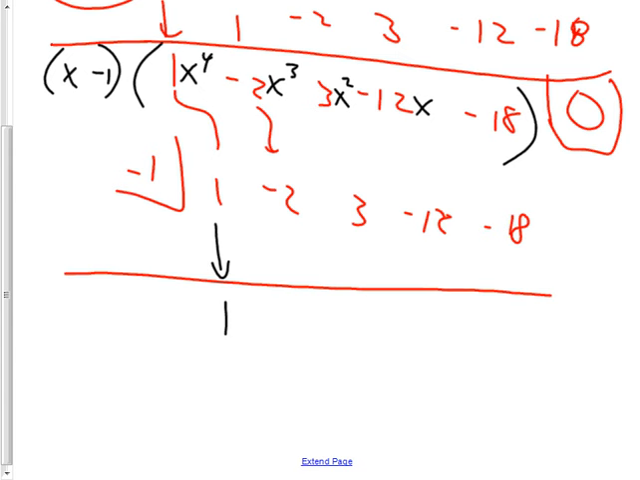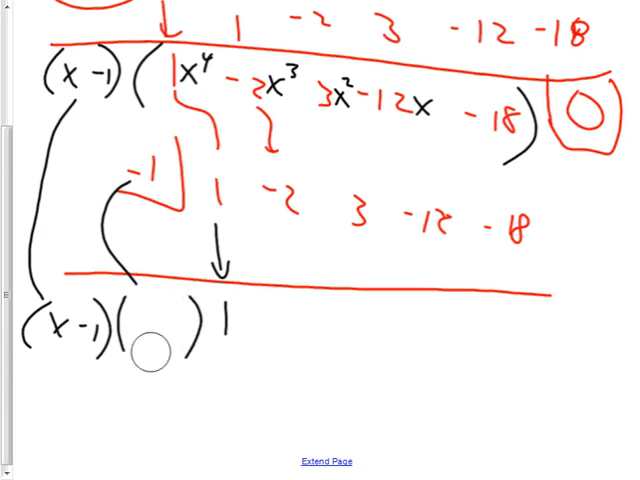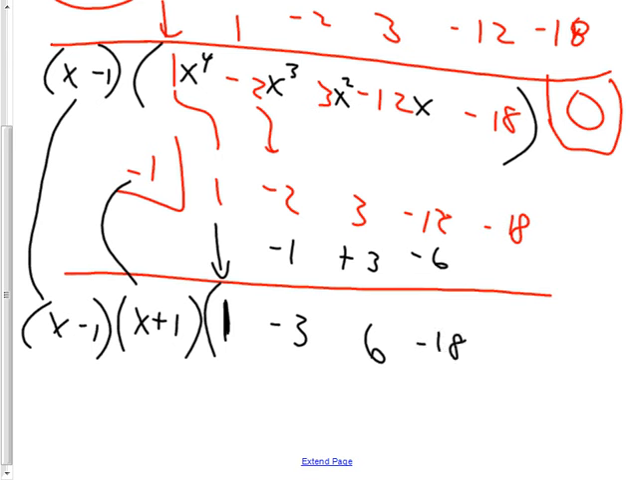Okay. So a lot of people forget this. This x minus 1 has to come down. And this one is our new one, and it's x plus 1. And then this is that answer that I haven't done yet. I better do that. So I'm going to drop this one down here and make it a 1. 1 times negative 1 makes negative 1. Add these together makes negative 3. Multiply them, positive 3. Add them, 6. Multiply them, negative 6. Add them, negative 18. Multiply them, positive 18. It worked again.